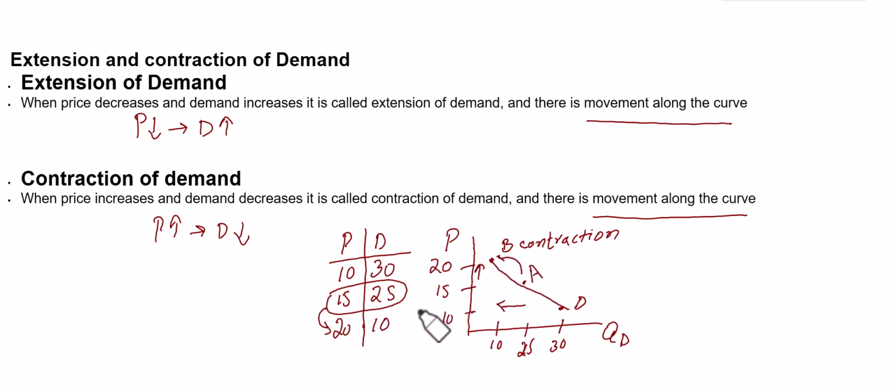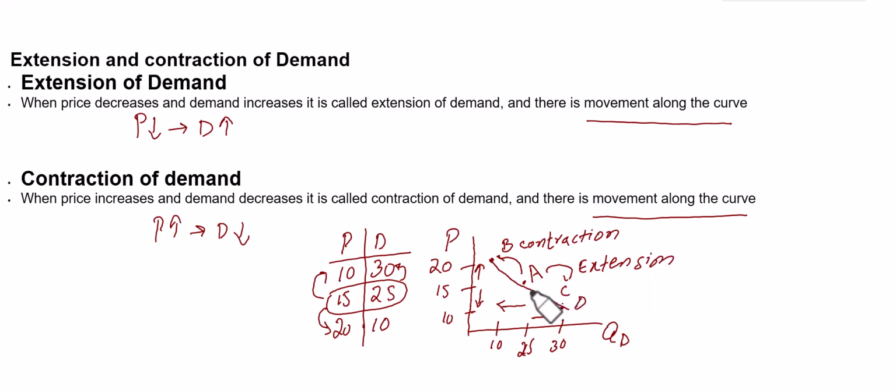And when the price goes down from 15 to 10, the demand increases from 25 to 30. So if we assume this point as C, when we are moving from point A to C, the price is going down from 15 to 10, and the demand is increasing from 25 to 30. So the movement from point A to C is called extension of demand.